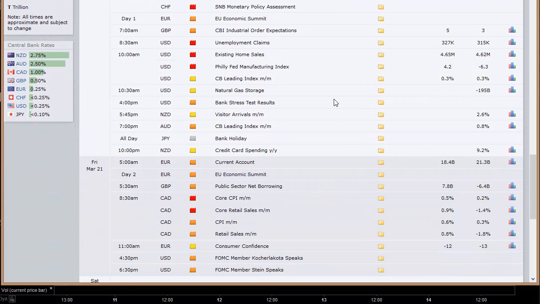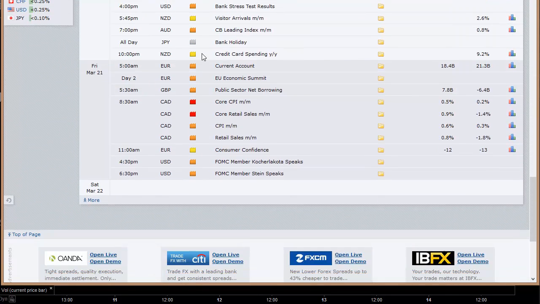Visitor arrivals out of New Zealand. Japan goes on a bank holiday for Friday. Credit card spending out of New Zealand. Current account out of Europe going into Friday morning. Canada releases their retail sales and CPI data, followed by European consumer confidence at 11 a.m. Eastern Time on Friday to close out the week.